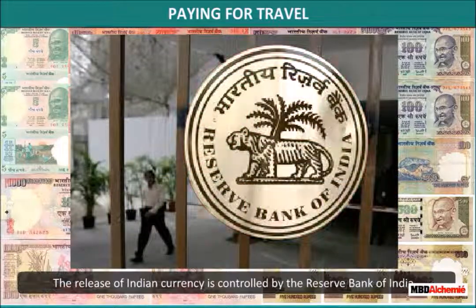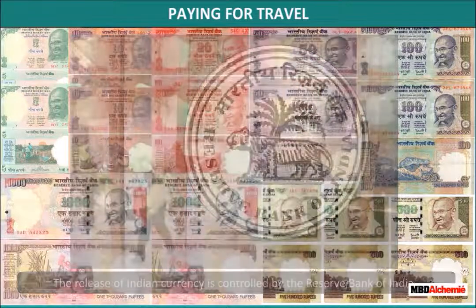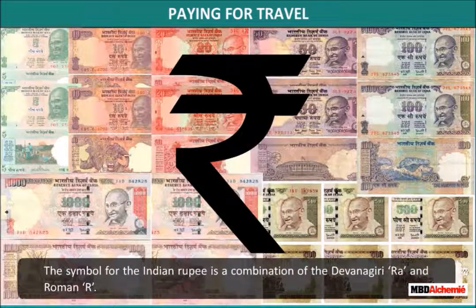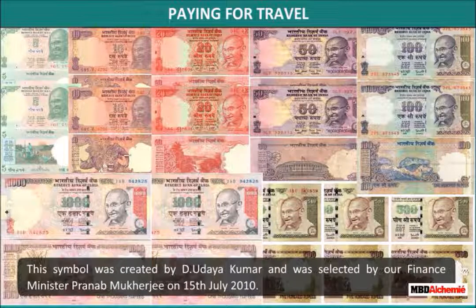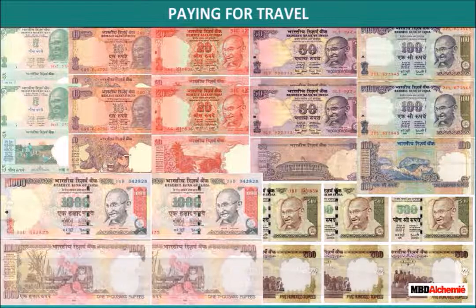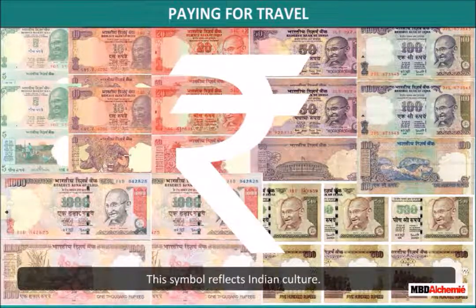The release of Indian currency is controlled by the Reserve Bank of India. The symbol for the Indian rupee is a combination of the Devanagari Ra and Roman R. This symbol was created by D. Uday Kumar and was selected by our Finance Minister Pranab Mukherjee on 15th July 2010. This symbol reflects Indian culture.